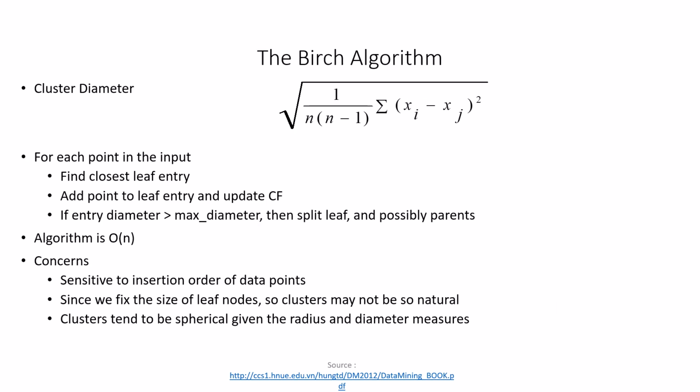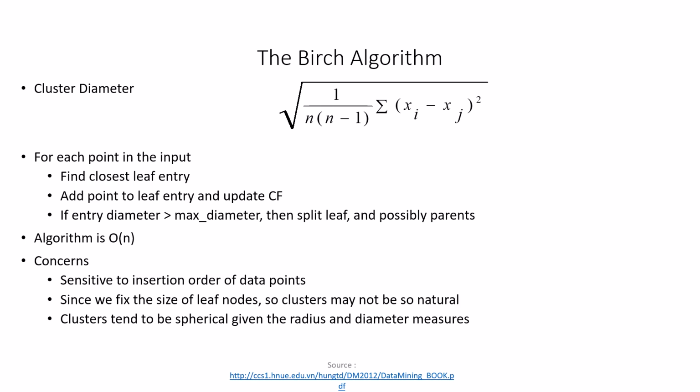The time complexity of the algorithm is O(n), where n is the number of objects to be clustered. Experiments have shown the linear scalability of the algorithm with respect to the number of objects, and good quality of clustering of the data. However, since each node in a CF tree can hold only a limited number of entries due to its size, a CF tree node does not always correspond to what a user may consider a natural cluster.